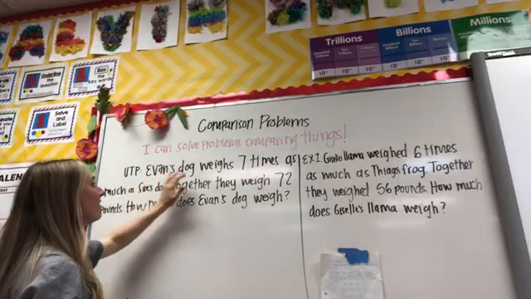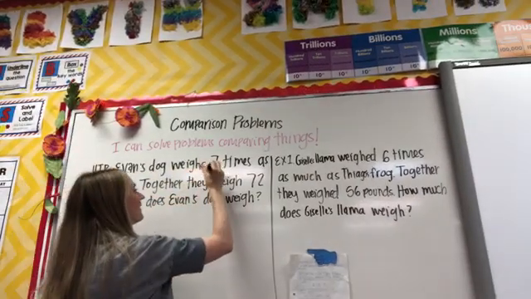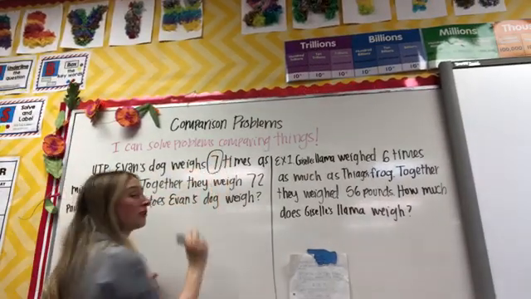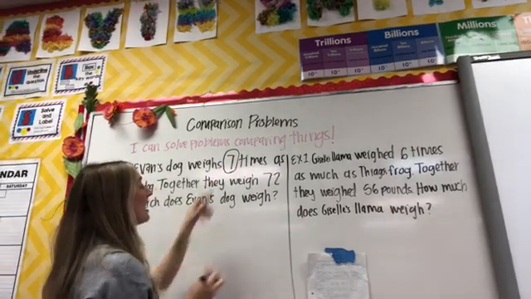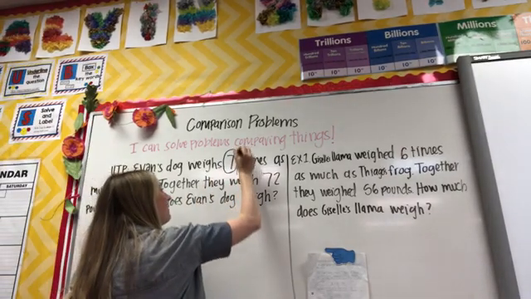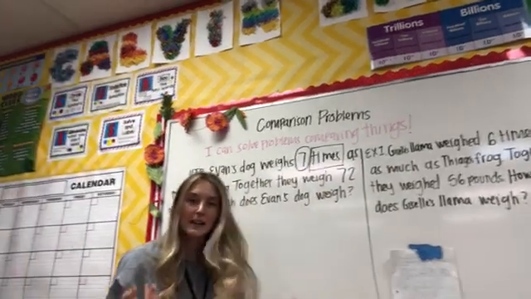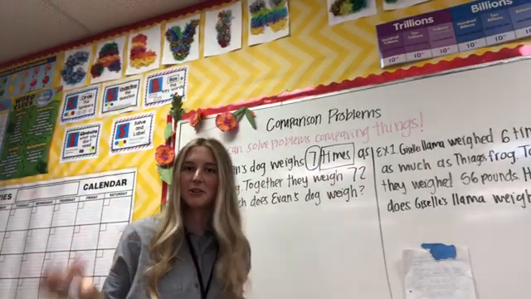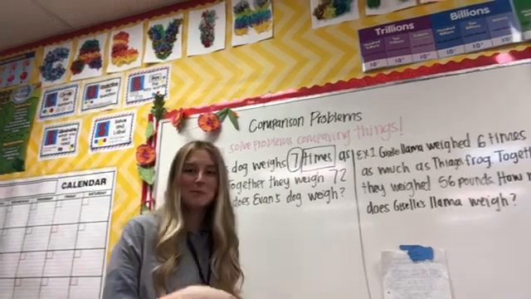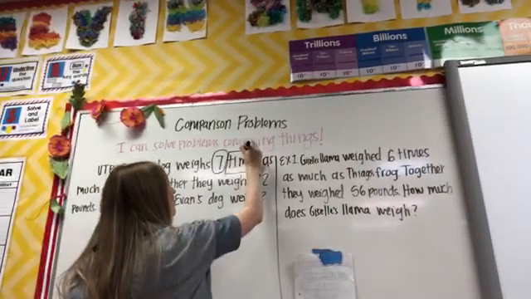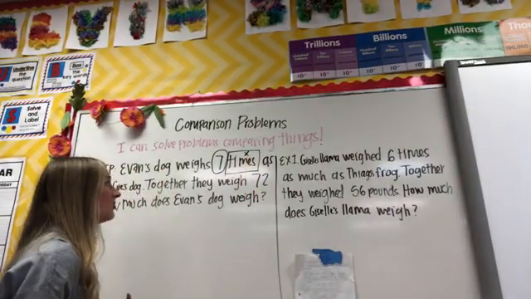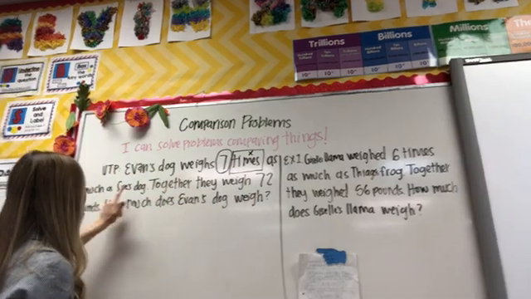First sentence: Evan's dog weighs 7. Let's circle our 7. Always circle important numbers. Times is my action word, so I'm going to box it. When we see the word times, we think to add, divide, multiply, or subtract. Hopefully you know times means to multiply. So we know we're going to be doing something with multiplication.